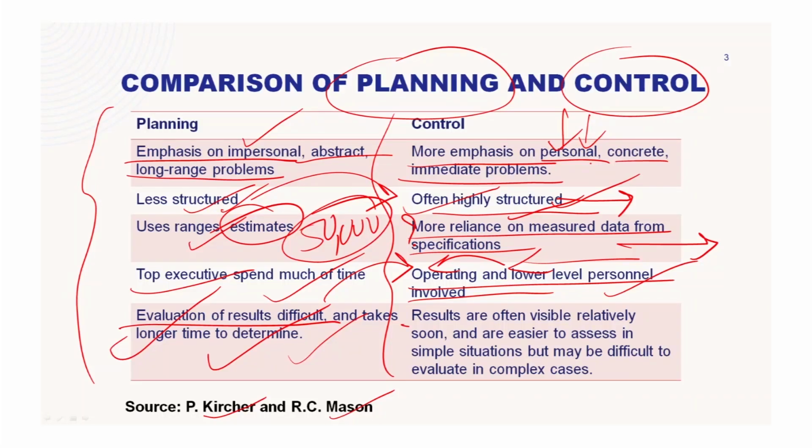Like you plan the activity for 6 months, a year, 5 years, or it may be more than that as well. So, ultimately what will be the change in the situation after the planning activities have been taken? It is beyond the control of the planner. That is why evaluation of the result is difficult. However, results are often visibly related soon and are easier to access in simple situations. So, after the project is over, you have the data to compare and take the corrective action. So, it is much easier to access the data and take the corrective actions.